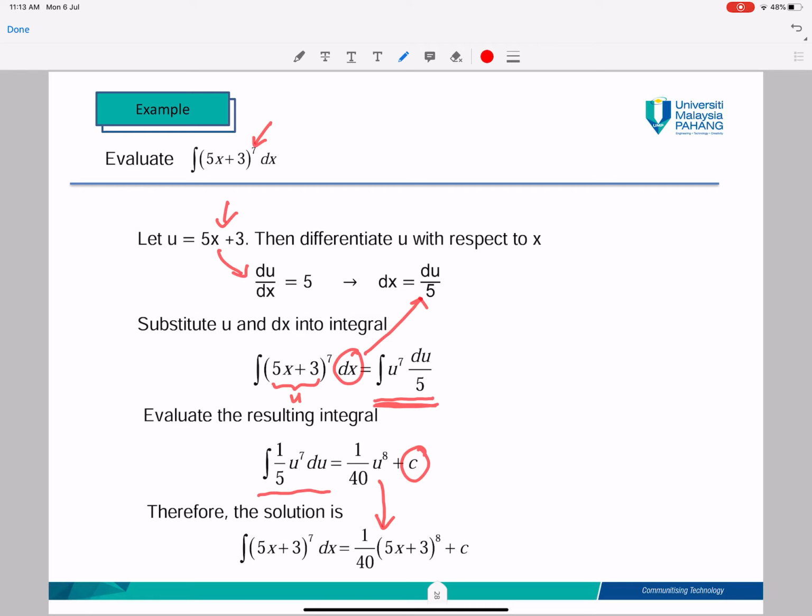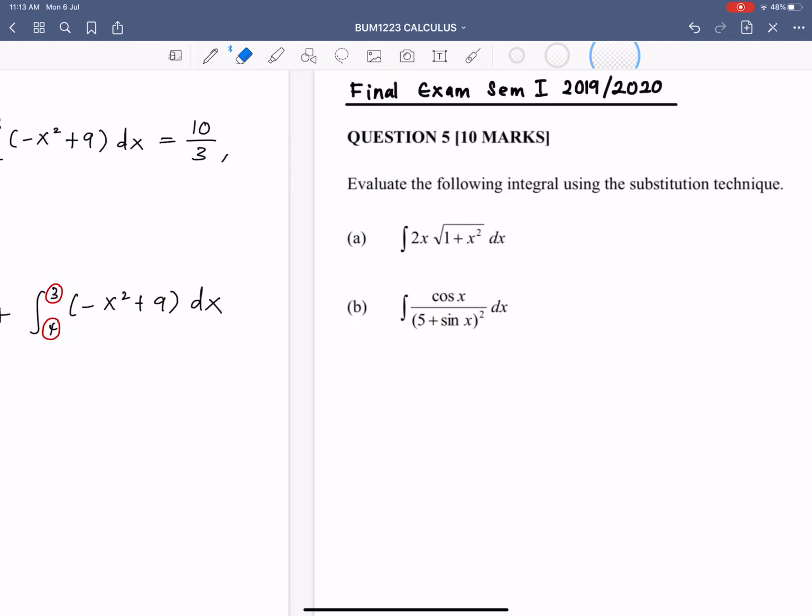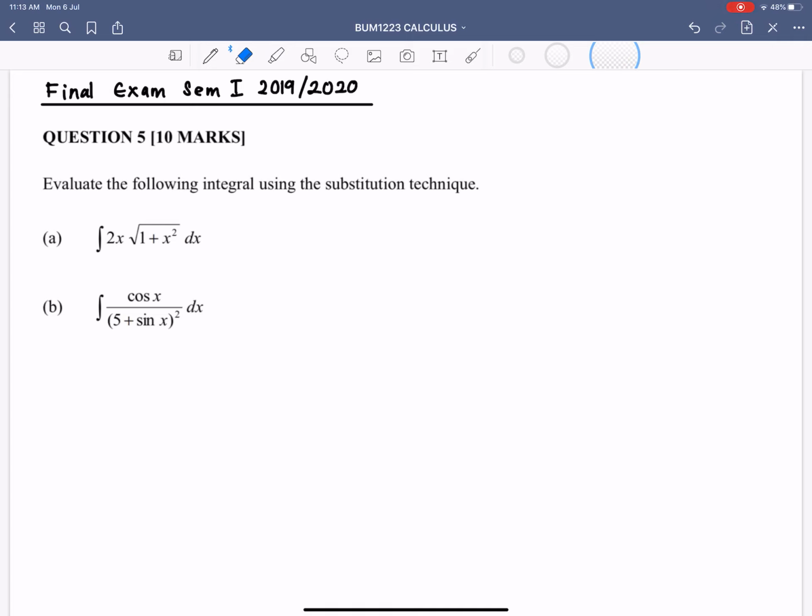Okay, now let us look at a past year question. In particular, we want to look at the final exam question for semester 1, 2019-2020, question number 5.